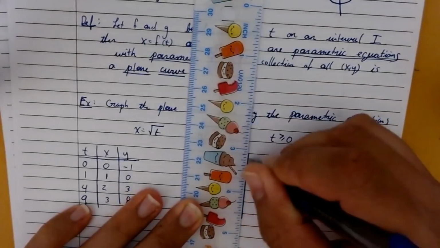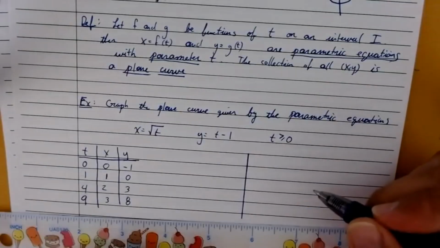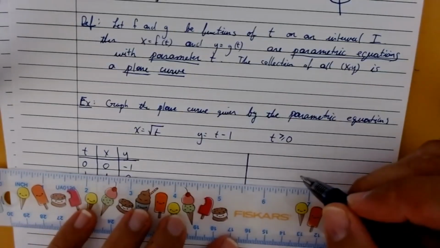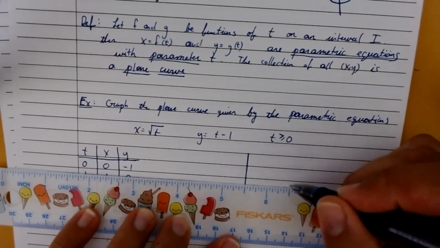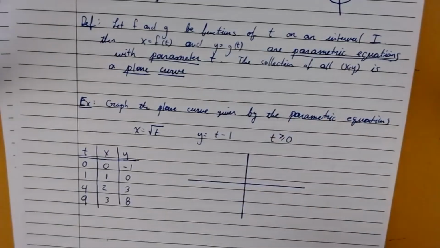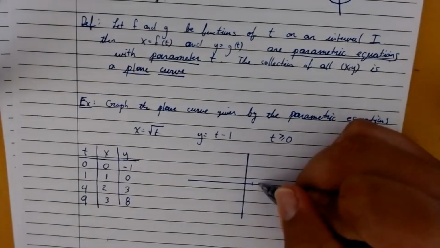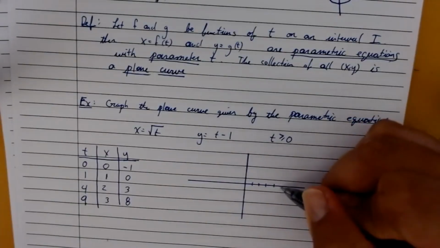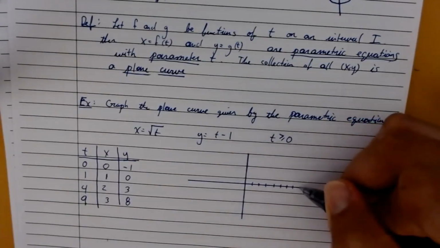We're graphing on the xy plane. Notice that on the xy plane, there is nowhere to put t. There's a place to put x and there's a place to put y.